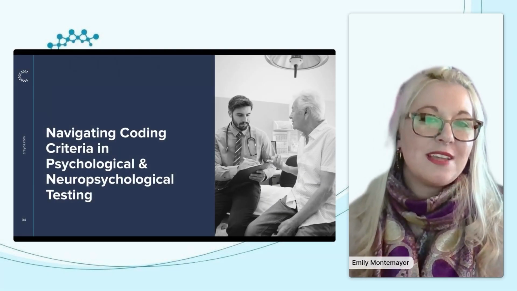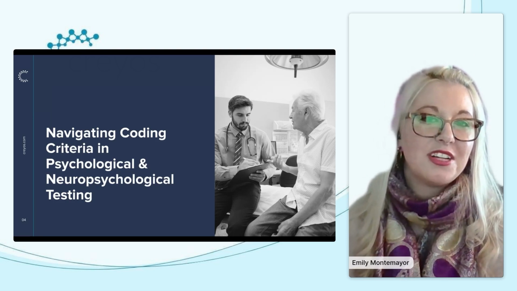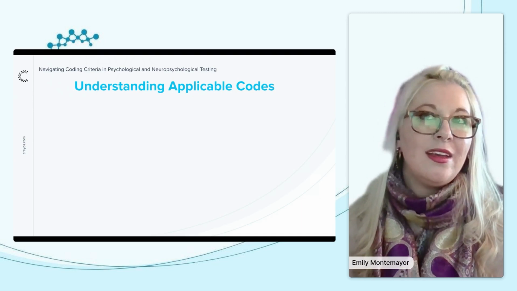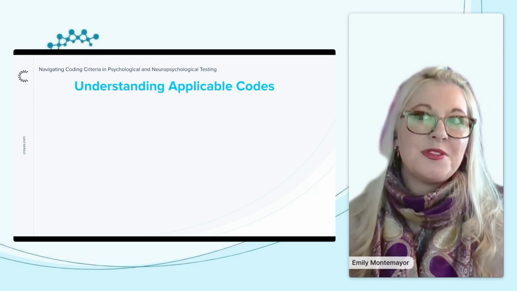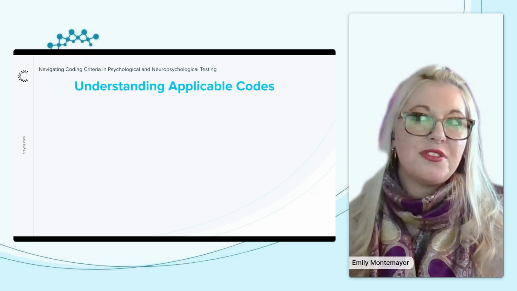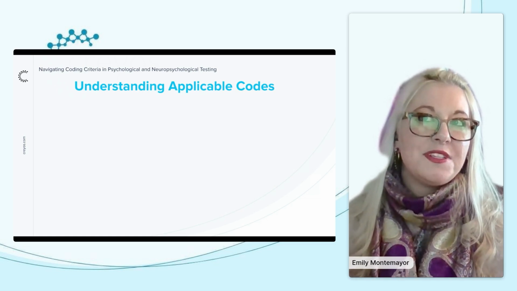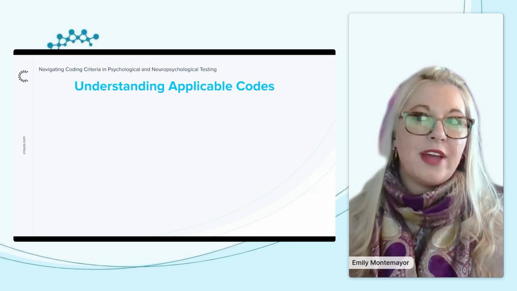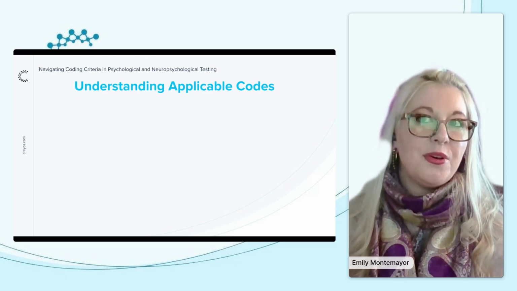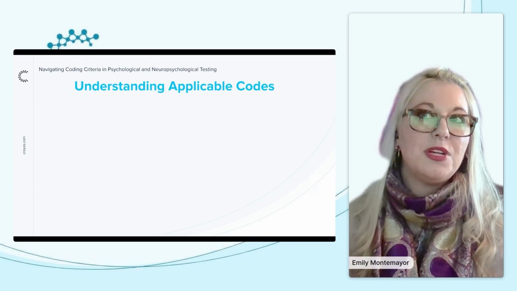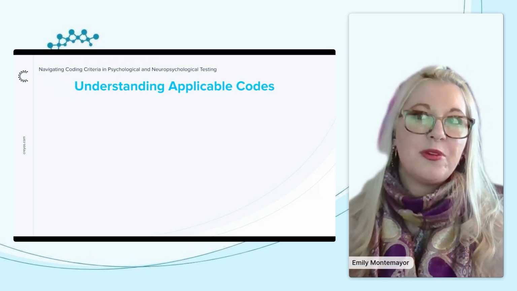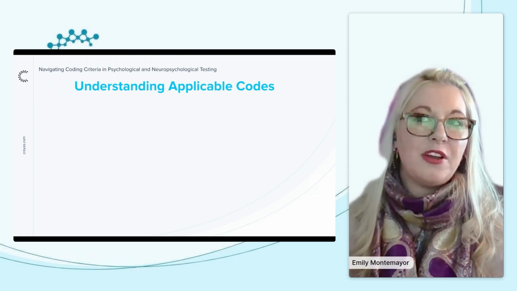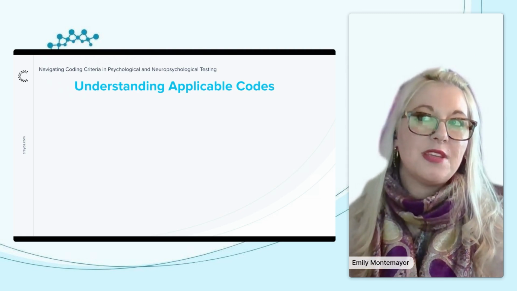Next, I'll provide some insight on navigating coding criteria and psychological and neuropsychological testing. Let's begin by reviewing the applicable codes utilized for psychological and neuropsychological evaluation and testing. It's important to understand how to distinguish between codes for testing services, which ones cover the actual administration of tests, and those used for the evaluation process, which will also include clinical services provided by the provider or a qualified healthcare professional.